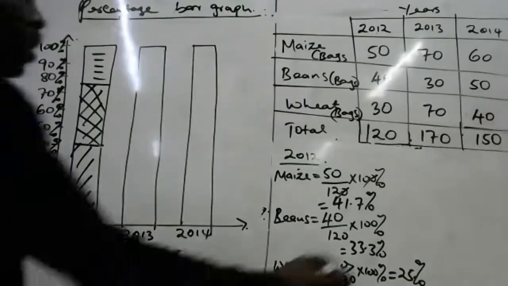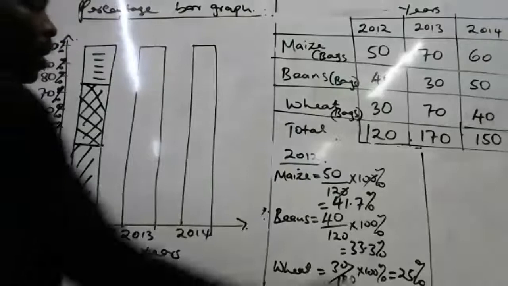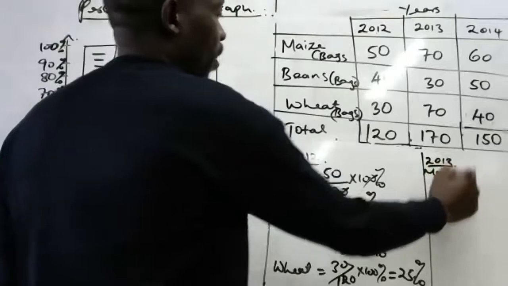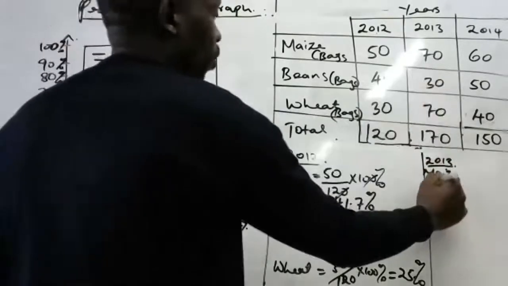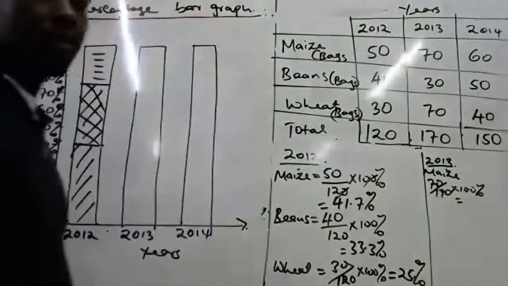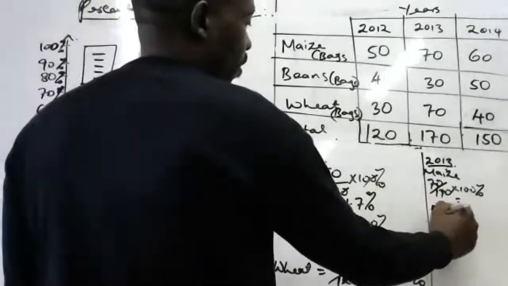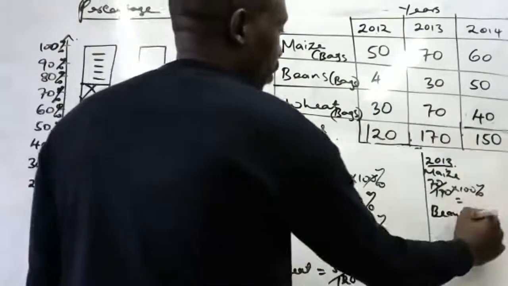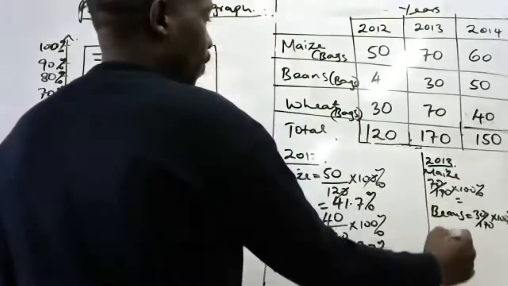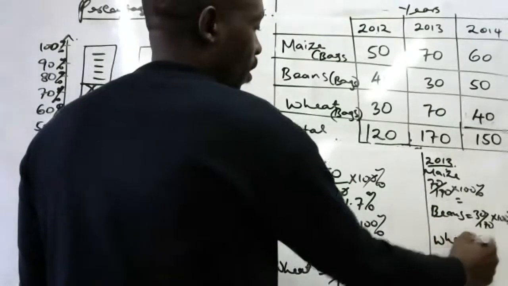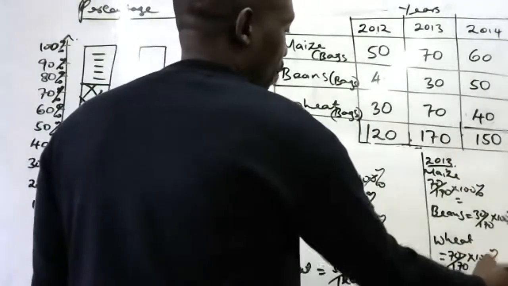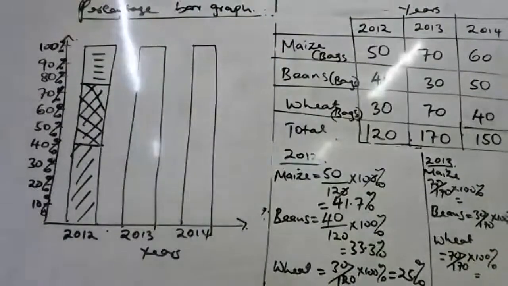You do the same for the year 2013. You will come here and look for the maize. The maize production was 70 times 100%. You get that. For the beans, the production is 90 times 100%. For the wheat, it's going to be 70 times 100%. So you do those computations.